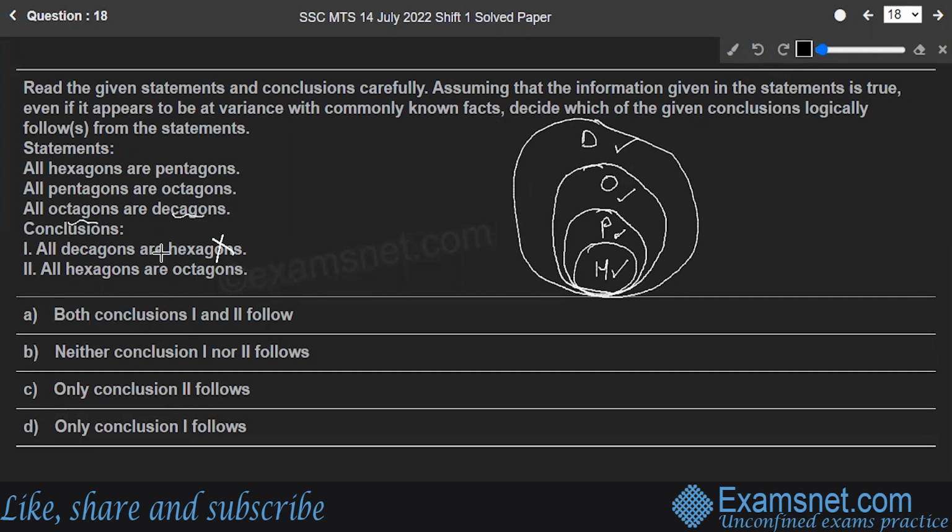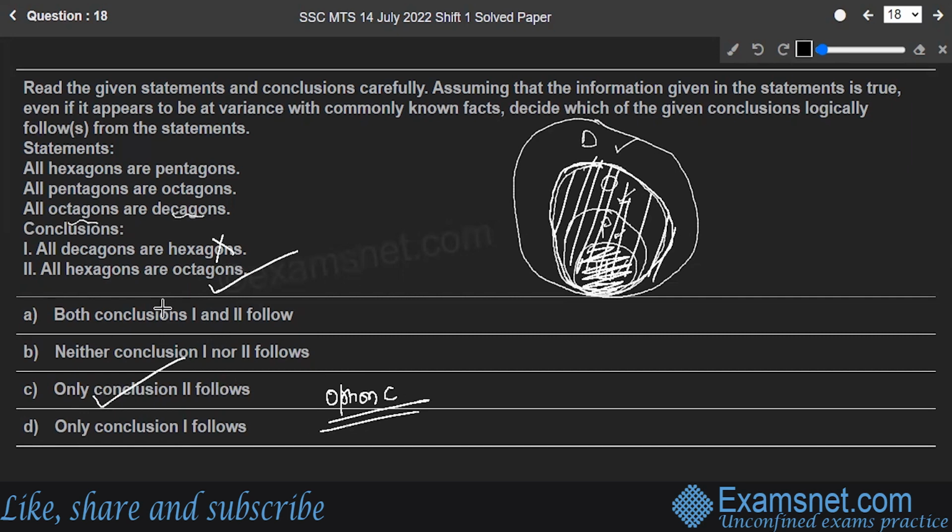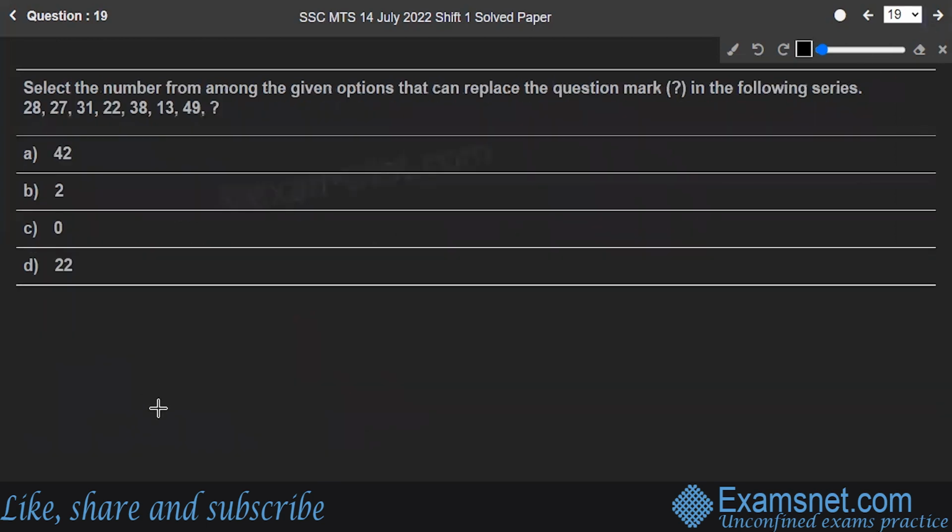The second one says all hexagons are octagons. All hexagons are octagons. This is absolutely correct. See, if you look at the octagon, hexagons are a part of the whole octagon. Correct? So conclusion B is absolutely correct, and therefore option C is the correct answer to our question. First says both are true. This is wrong because the first one is wrong. Neither is true. Wrong. First is true. Wrong. Only the second conclusion is true. This is absolutely correct.